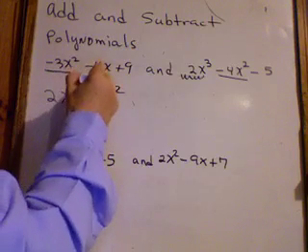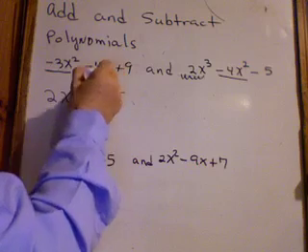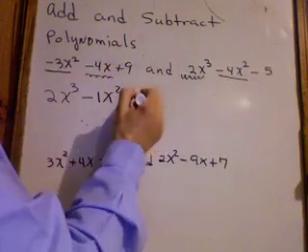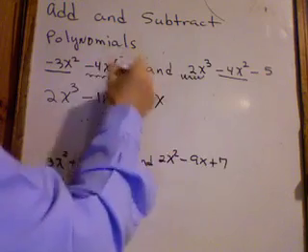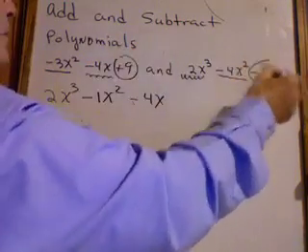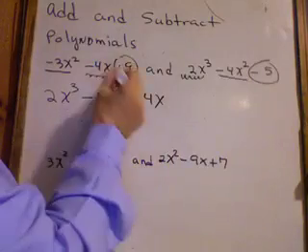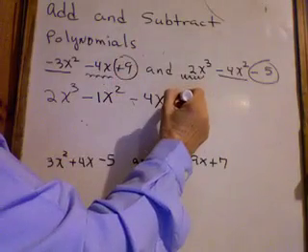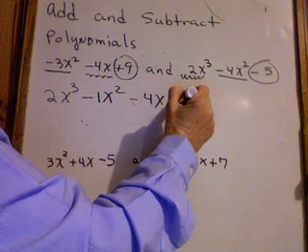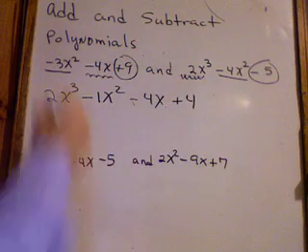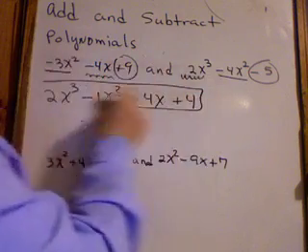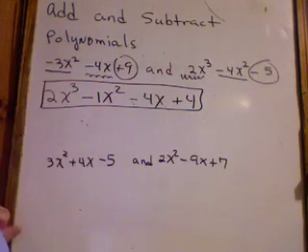All right, let's take the x term. Only one of those, minus 4x. Let's take the term without a variable, or the constant term. Plus 9 and minus 5, what do I get? Plus 4. All right, there. I added those two polynomials, and there's the answer.